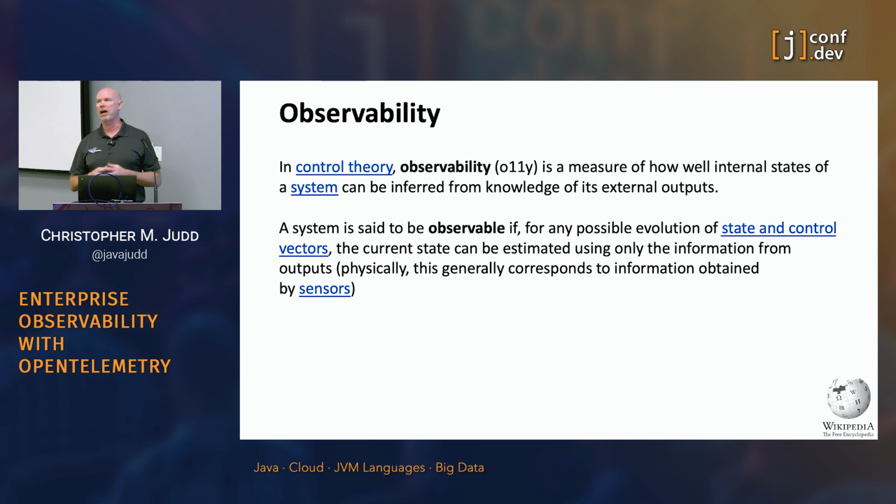So, had we had observability in place, this would have been much easier. And so what is observability? Well, observability is the ability to measure how well internal states of a system can be inferred by knowledge from its outputs. And so what does that mean? That means we want to get information out of our running systems and use that to determine the health and the performance of our systems.